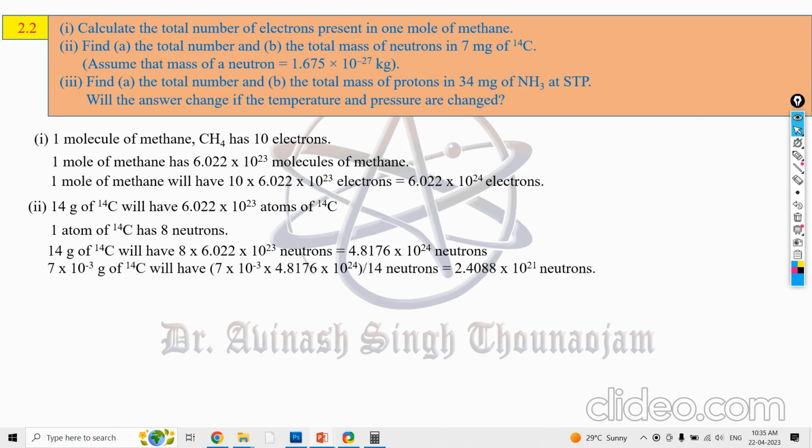Now the question says 7 milligrams. So 7 milligrams is nothing but 7 into 10 raised to minus 3 grams, so 7 into 10 raised to minus 3 grams of carbon 14 will have 2.4088 into 10 raised to 21 neutrons.